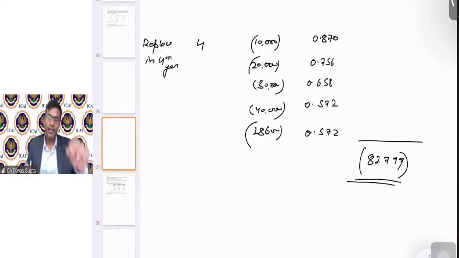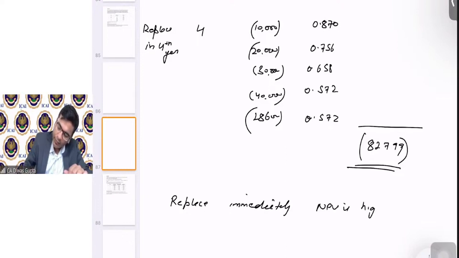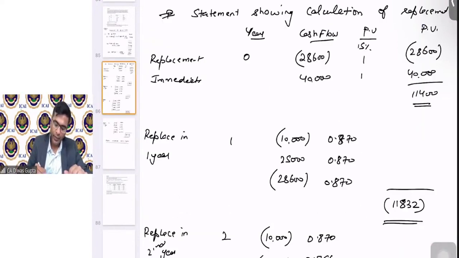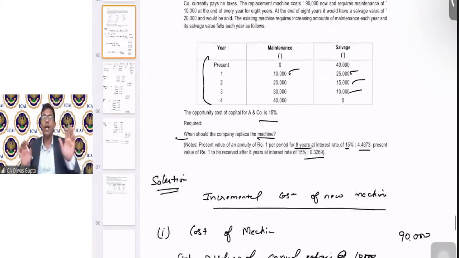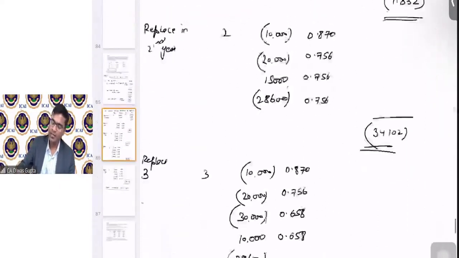Okay, students. So finally, we will replace immediately. Why? Because NPV is highest. I hope this question is clear. So this question had two problem statements. One is you will invest in a new machine or whether you will carry on your existing machine. No, Tanisha, we should repair immediately, not in 1 year, but immediately, correct? Because immediately the NPV is coming highest. Rest all places NPV is negative.